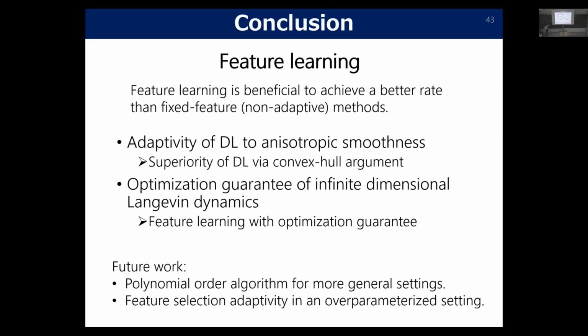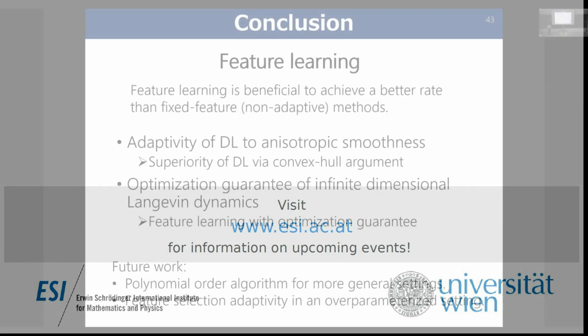So this is the conclusion. I have discussed the benefit of feature learning and compared the estimation error bound between deep and shallow non-fixed feature methods. The advantage comes from the non-convexity of the target function class. By using the convex hull argument, we have shown some difference. There are many more topics, but thank you very much.